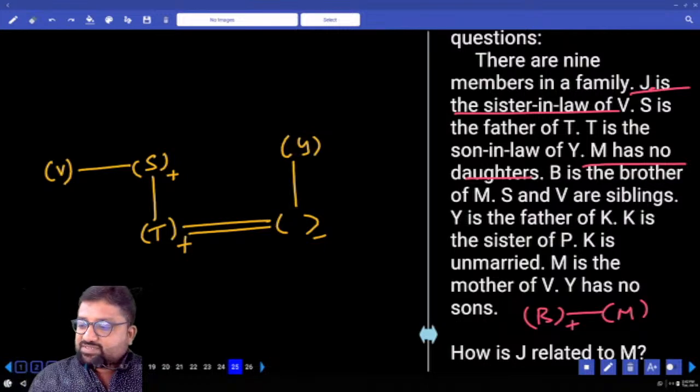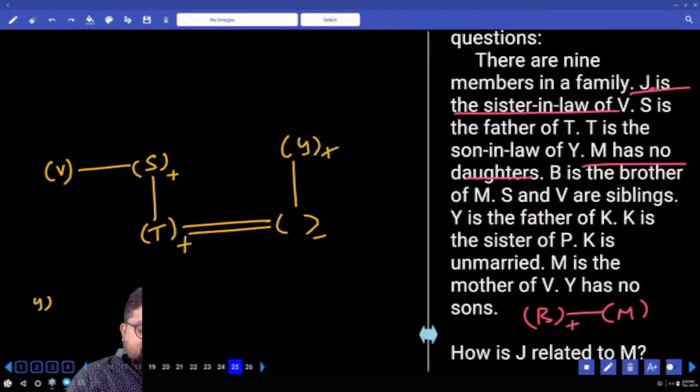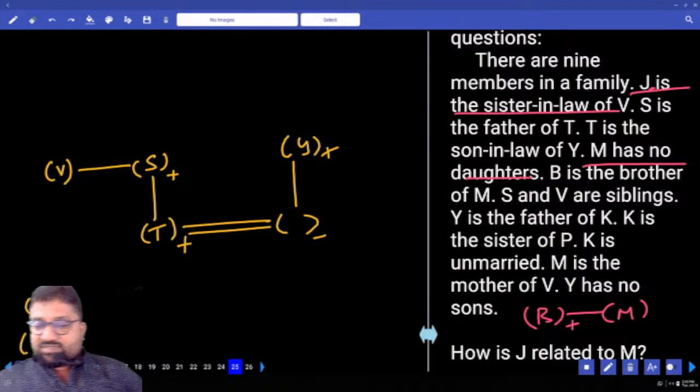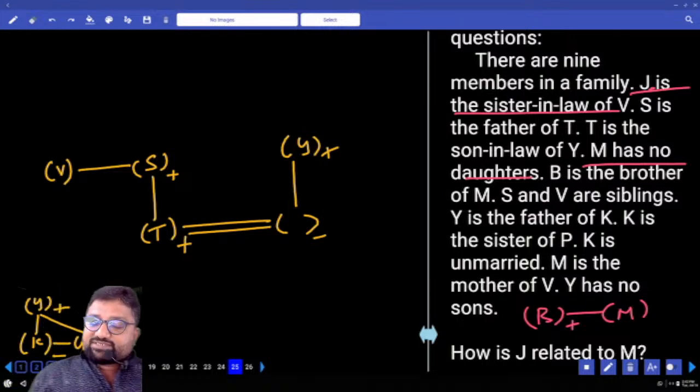Next. Y is the father of K. Y is the father. Whose father is he? Y is the father of K. Next, please. K is the sister of P. K is unmarried. K is not married. Next.